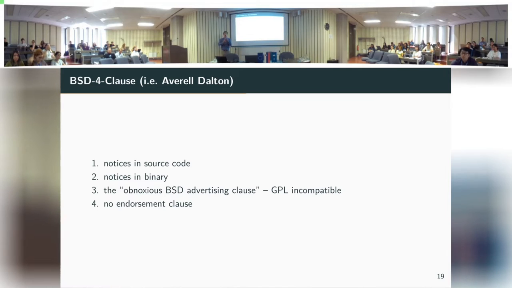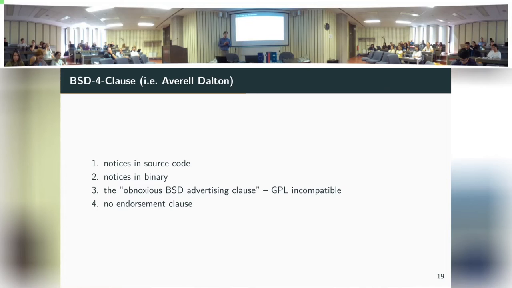You will do the same in binary, so you need to state somewhere that there is BSD software here, and those are the authors. Then there was a kind of annoying advertisement clause that says you need to put it in big red letters everywhere that you got code from Berkeley, which may be incompatible with the GPL licenses. And for weird reasons, it also had the fourth clause, which said that you got the code from Berkeley, but that doesn't mean we endorse whatever you did to the software.